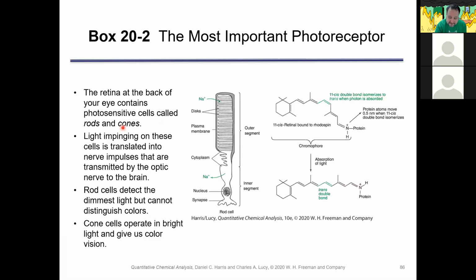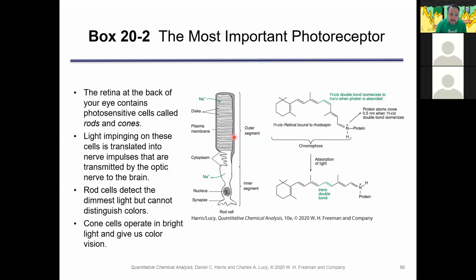Here is probably the most important photoreceptor, and that's the one in our eyeballs. The back of your eye contains photosensitive cells called rods and cones. The light comes in and impinges on those, and it's translated into nerve impulses. So you're still taking a photon and converting it into an electron. And it goes from the optic nerve to the brain. Rod cells detect dim light but can't distinguish color, and cone cells operate in bright light and give us color vision.